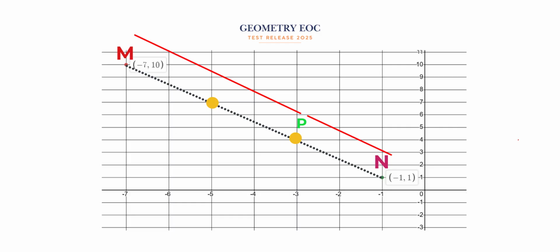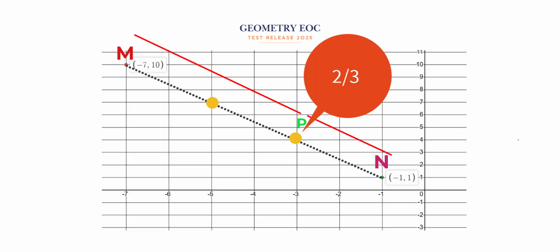Since there are 3 equal parts total and P is 2 parts away from M, that means point P is 2 out of 3 equal parts from M toward N. In other words, point P is 2/3 of the way from M to N. We use this idea that P is 2/3 of the distance from M to N to find its x-coordinate. That's the key idea. Now, the question asks only for the x-coordinate, so we'll focus on the x values first.